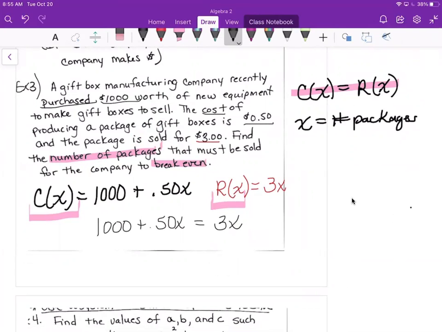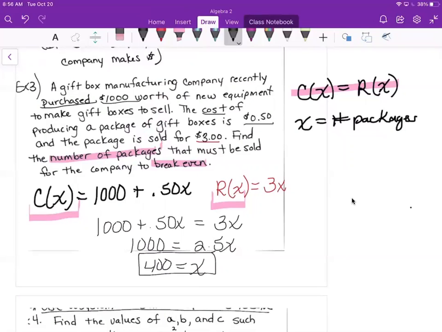And you can see this is a pretty basic equation to solve. If we subtract 0.50x from both sides, we're going to get 1,000 equals 2.5x. And finally, if we divide both sides by 2.5, we're going to get a total of 400 packages. So what that tells the company is, hey, you need to sell 400 packages and then you break even. And at that point, anything greater than 400 packages is going to make the company money. Anything less than 400 is going to cost the company money.